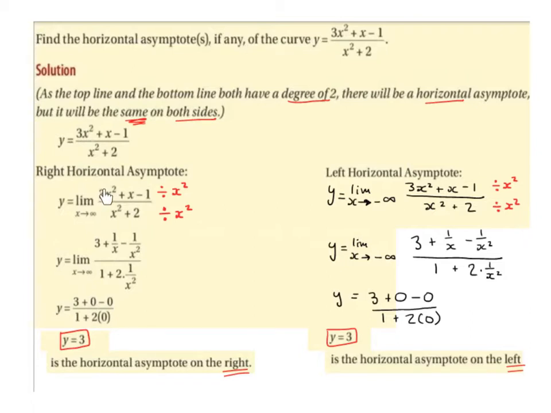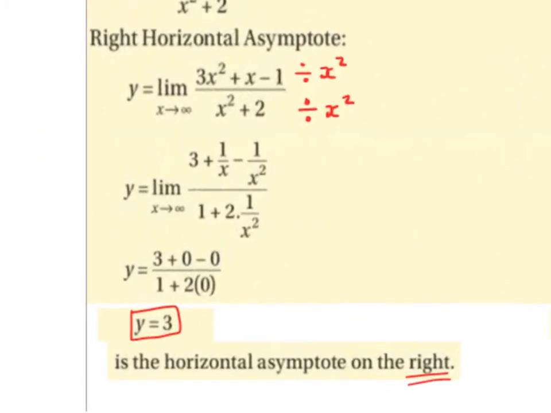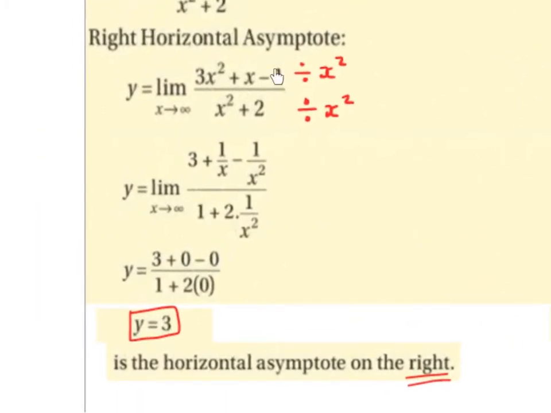So 3 multiplied by 1 over x squared is 3. X multiplied by 1 over x squared is 1 over x. Minus 1 multiplied by 1 over x squared is minus 1 over x squared. X squared multiplied by 1 over x squared is 1. And 2 multiplied by 1 over x squared is 2 times 1 over x squared. So we have y equals the limit of 3 plus 1 over x minus 1 over x squared, all divided by 1 plus 2 times 1 over x squared as x approaches positive infinity.